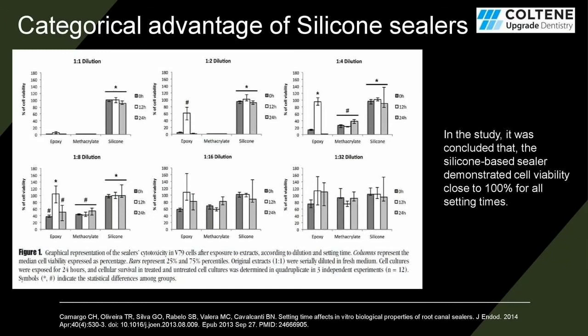In a previous study mentioned in the slide, we have already seen how Gutta Flow has a very low cytotoxicity in comparison to other products. Now in this study, it has been shown how silicone sealers as a category have a definite advantage over other products like epoxy and methacrylate. So this is a very important study, and the conclusion of it was that the silicone based sealers demonstrated cell viability close to 100% for all setting times.